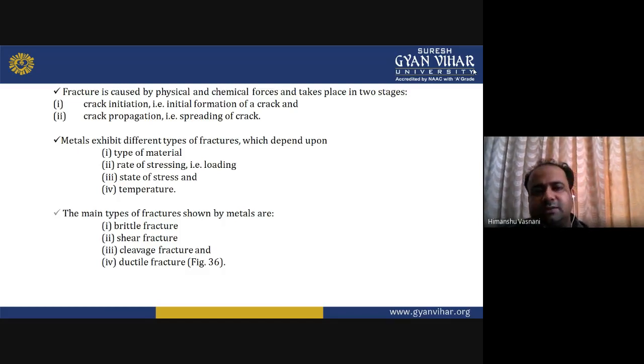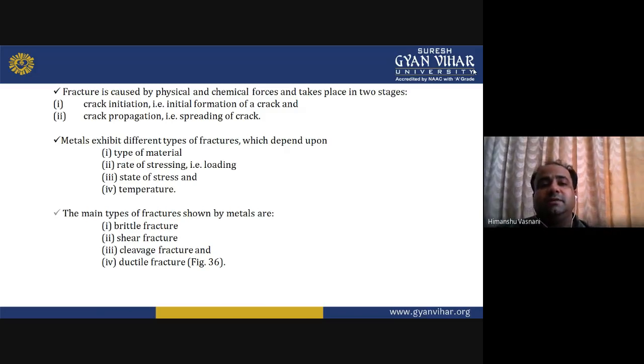So we should be aware of these two kinds of fracture. Now fracture is caused by physical and chemical forces and takes place in two stages. The first stage is crack initiation, that is, the initial formation of a crack, and the second is crack propagation, that is, spreading of the crack.